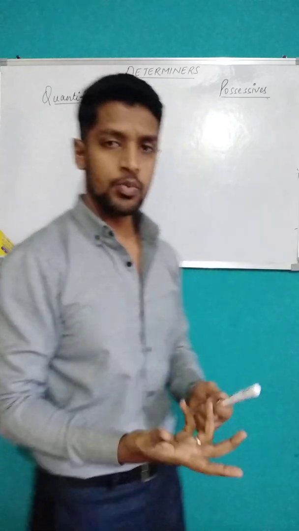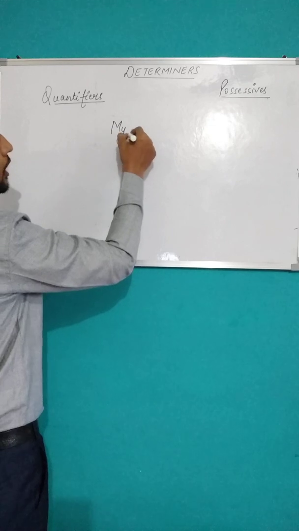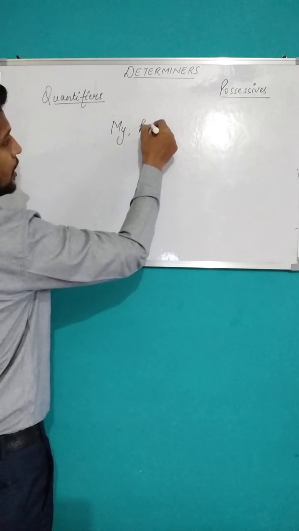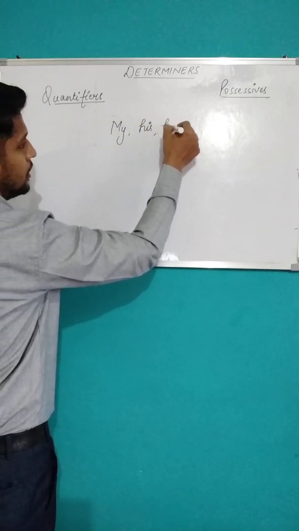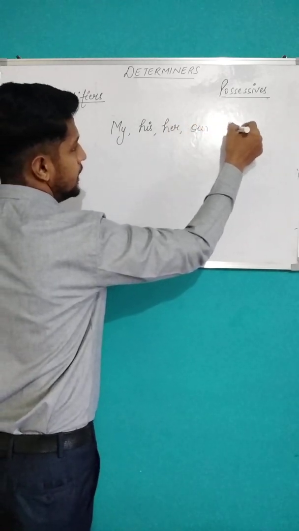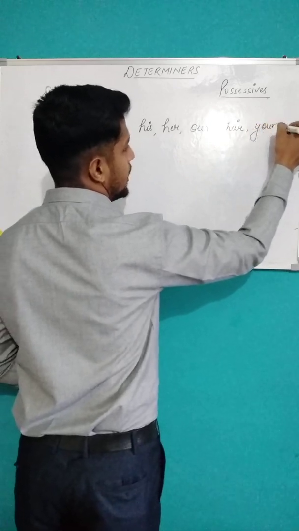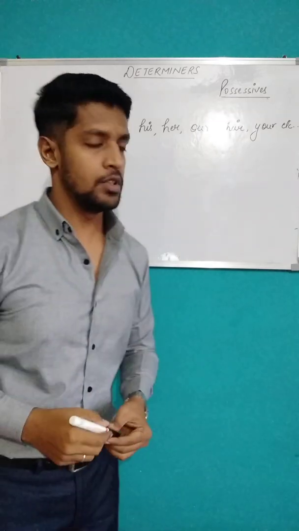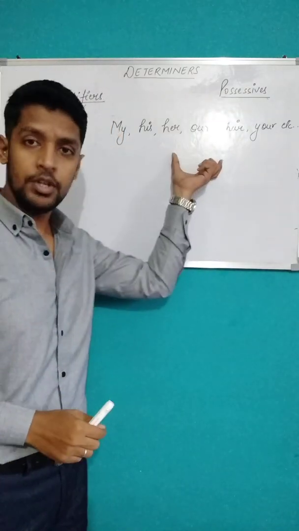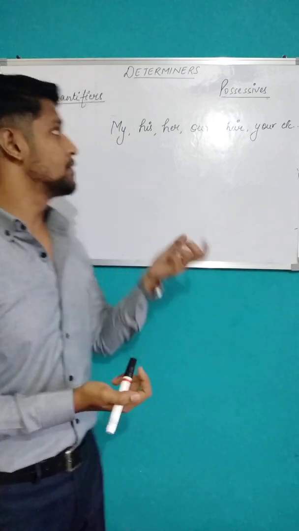So there are various words like my, his, her, our, their, your, etc. So these are possessives. The words which show the possession or the ownership of something are called possessives.